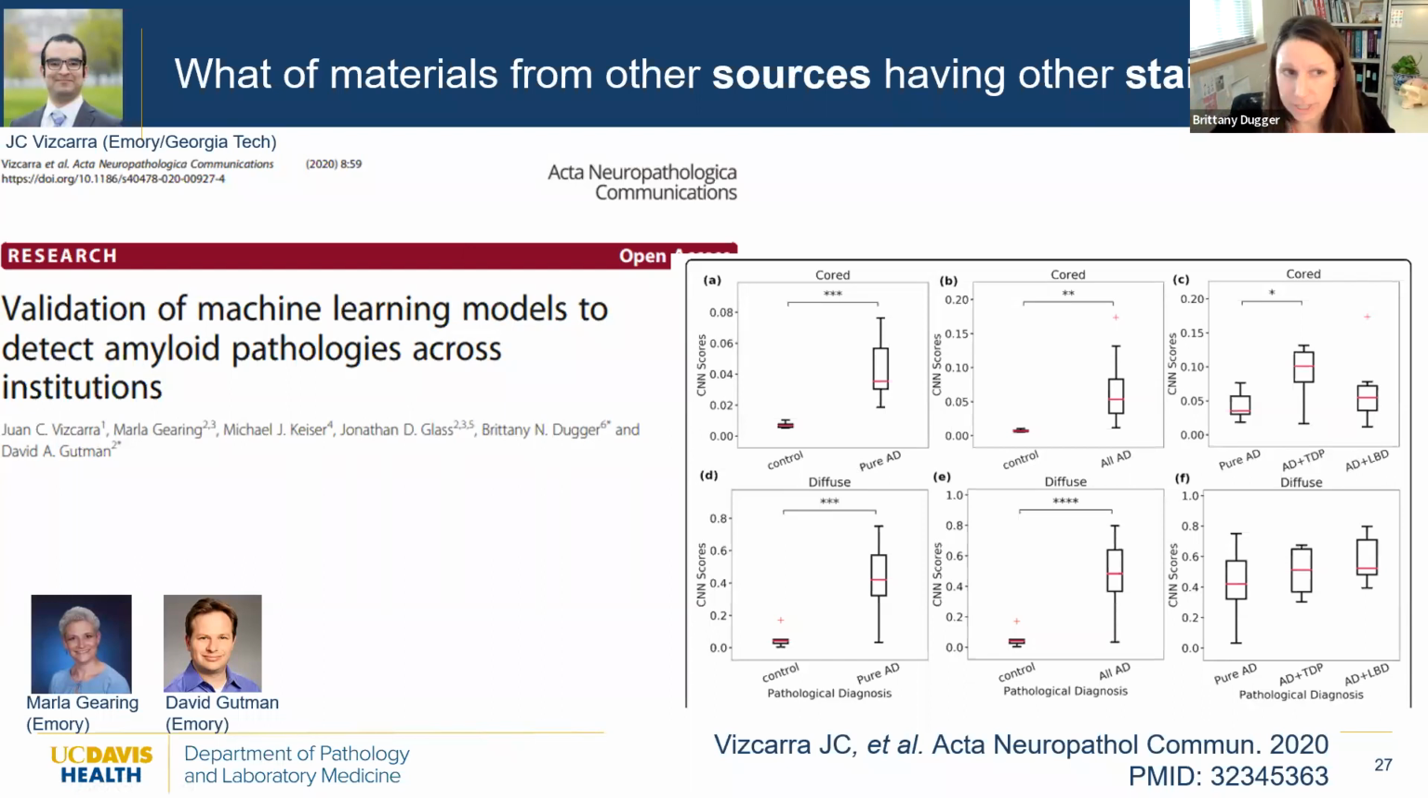So fast way to do this. And I think this whole project from the time we initially met Dr. Gutman to when we published it was a little under a year. So very, very quickly did we develop this, which was really cool.